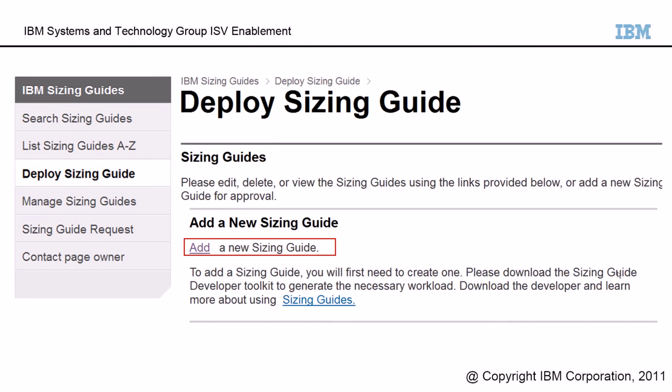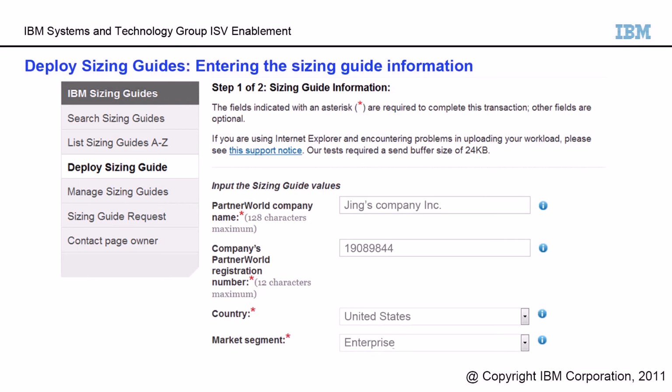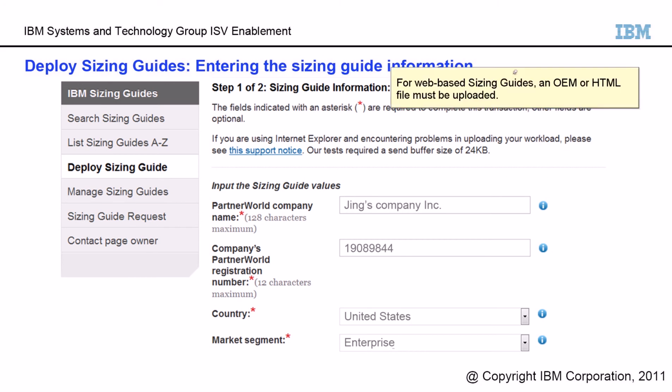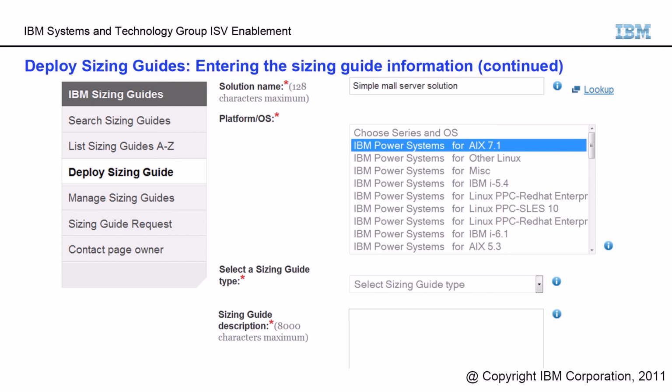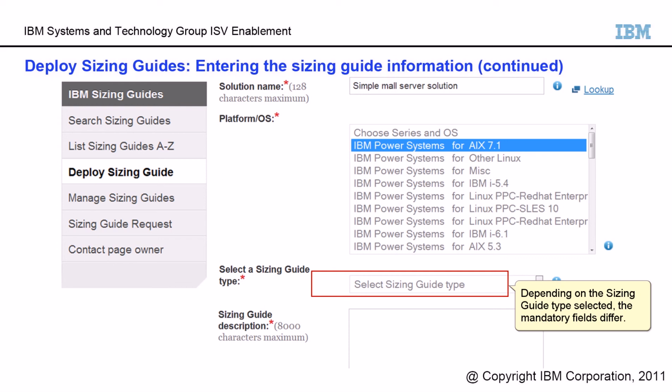Finally, click Add a new sizing guide. You need to enter the necessary information in the form. For web-based sizing guides, an OEM or HTML file must be uploaded. Mandatory fields such as Partner World company name, registration number, country, market segment, industry, and so on are marked with an asterisk. You need to scroll down the page to view the remaining fields. Note that depending on the sizing guide type selected, the mandatory fields of the form differ.